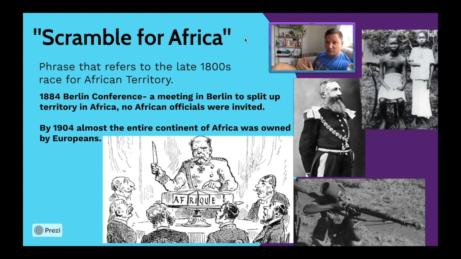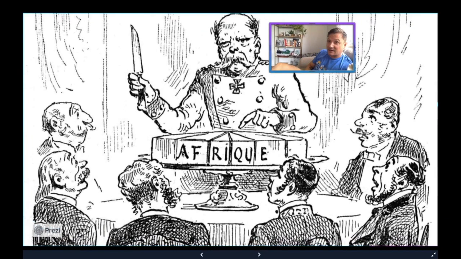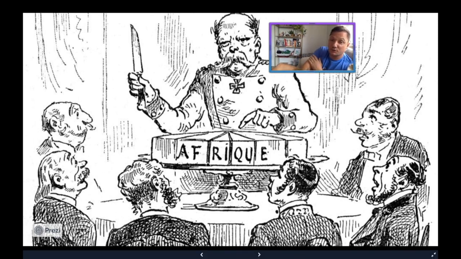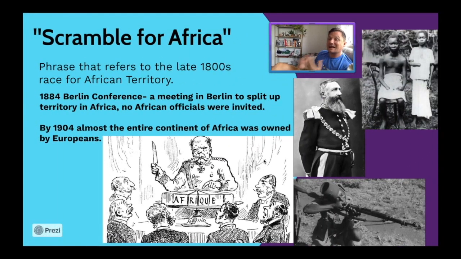Which was a meeting in Berlin, the capital of the German Empire, to split up the territory in Africa, and not a single African person was actually invited, right? Now, the man who led that conference is none other than Otto von Bismarck, right? Otto von Bismarck can be seen right here splitting up this cake, which of course is labeled Africa, with other Europeans around the table. By 1904, the entire continent of Africa was going to be owned completely by Europeans.